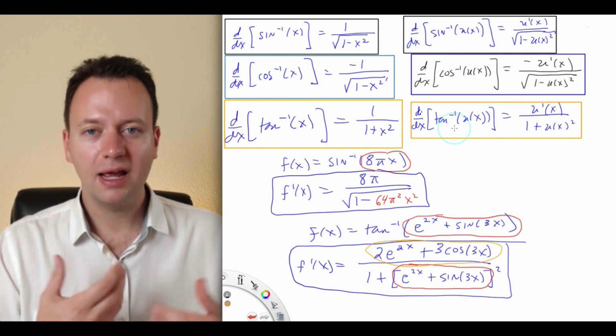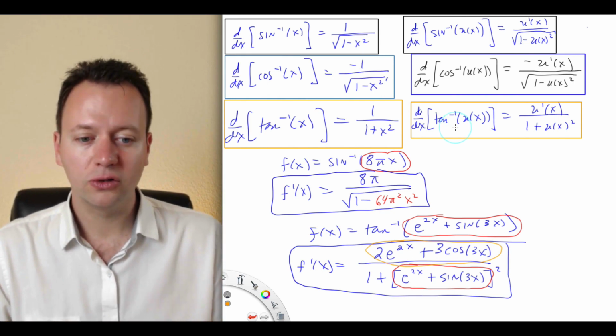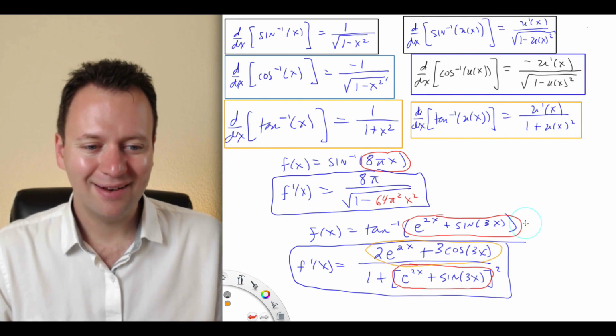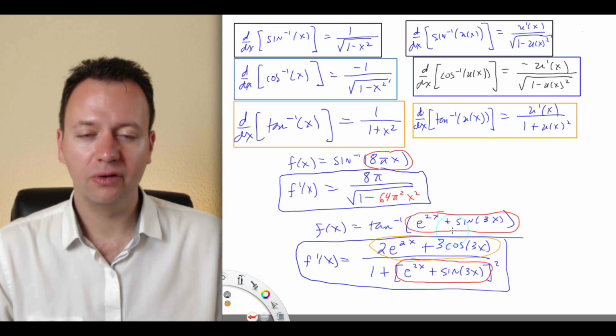So no different than any of the other chain rule examples we looked at. You just apply the derivative rule as normal, treating the inside function as though that were the variable, and then you multiply by the derivative of the inside function.